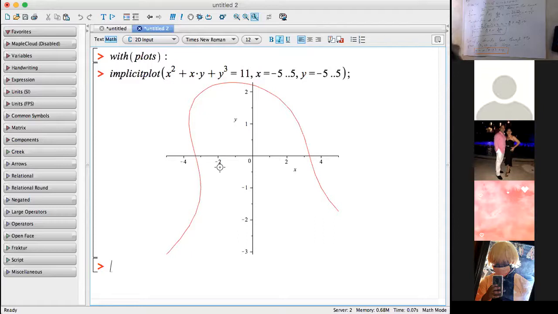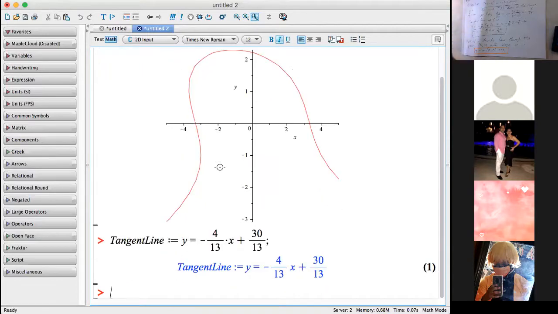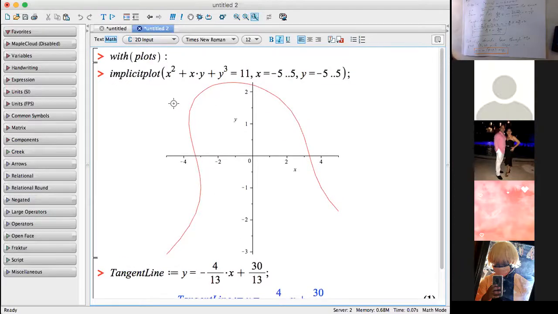And what I claim is the tangent line is y equals minus 4 over 13 times x plus 30 over 13. Minus 4 over 13x plus 30 over 13. So let me go back and let's see if I can plot the curve and the tangent line together.